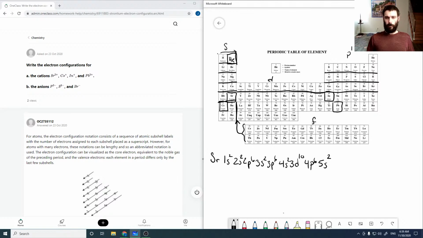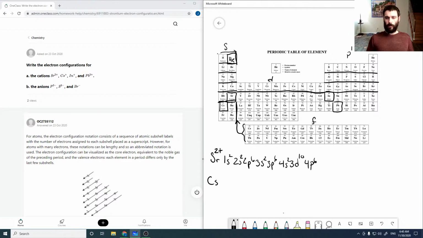Now if we want to do 2+, well, we just remove 2 electrons. And we always remove the outer shell ones, so then that's our strontium 2+. Now repeating this for indium, or cesium, sorry.